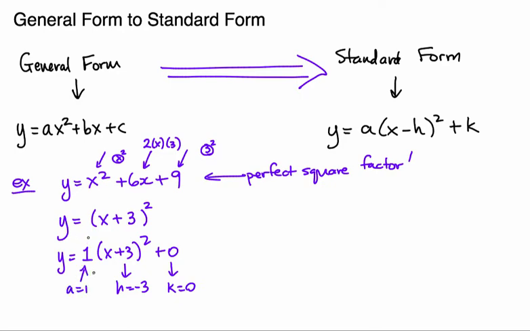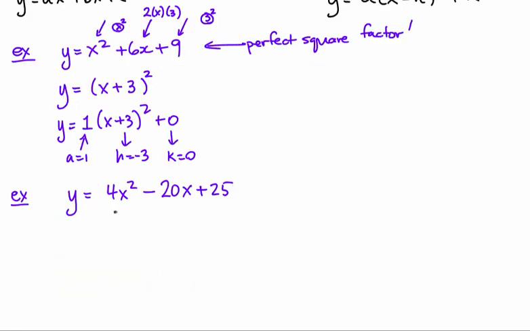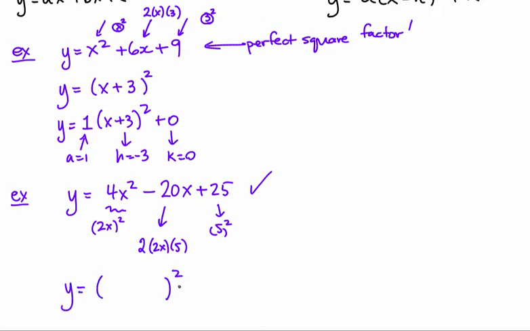But oftentimes it's not quite that easy. Let's take a look at one more easier one that's kind of set up as a perfect square factor, or perfect square trinomial, and then we'll head into some of them that are a little bit more difficult. So let's see if this is a perfect square. This is 2x squared. This is 5 squared. Is this middle term double 2x times 5? So 4x times 5, that'd be 20. Good, it is.